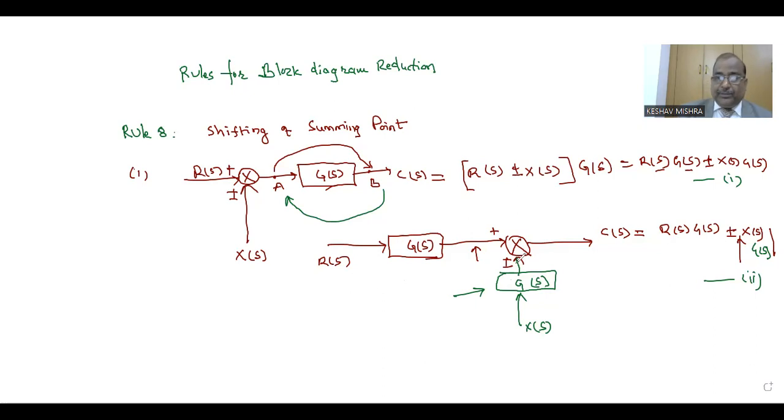Similar to summing point shifting, it is also possible to shift the takeoff point from one position to another position. So this is rule number 9. In this case, suppose this is the given arrangement.